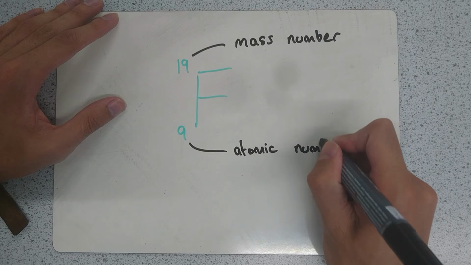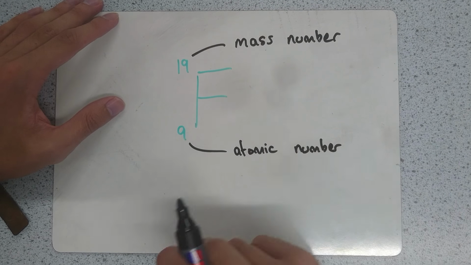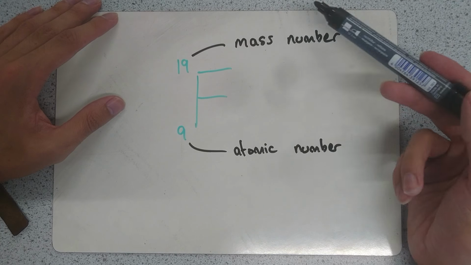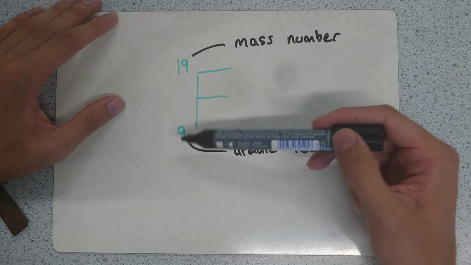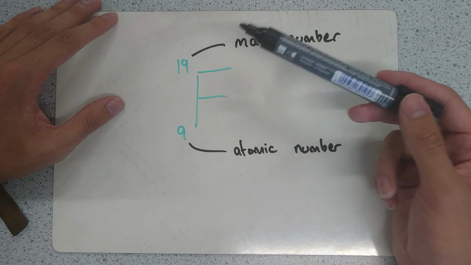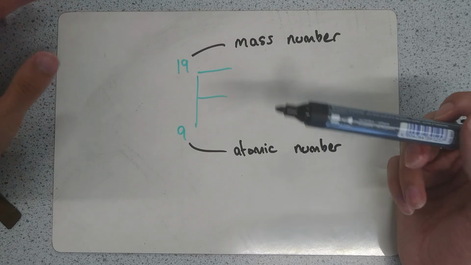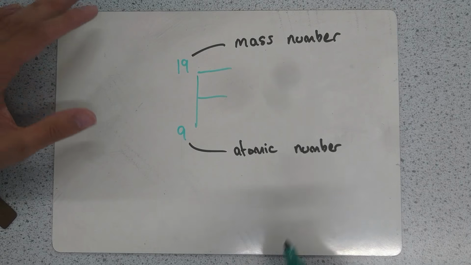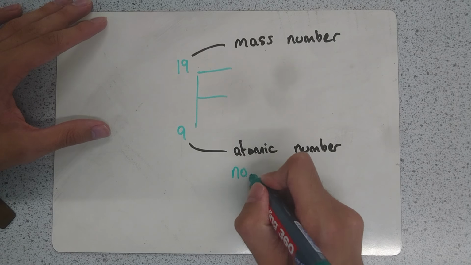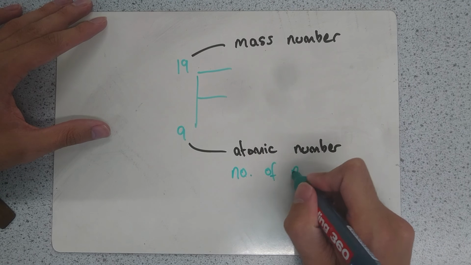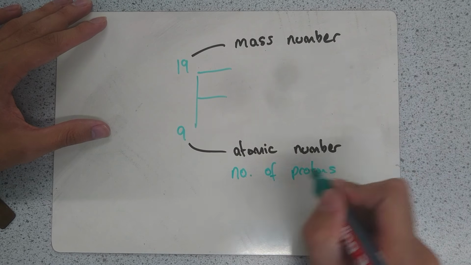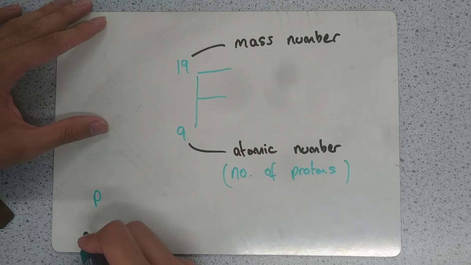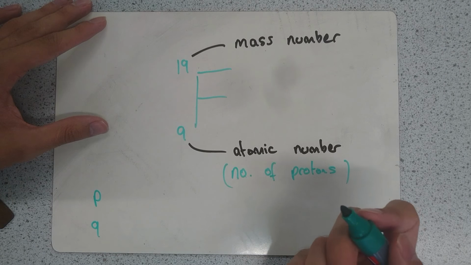It may, on your periodic table, call this the proton number. It may even, on the periodic table, have it the other way around. The 19 might be at the bottom and the 9 might be on top. Makes absolutely no difference. Now, the atomic number is sometimes known as the proton number because it tells us the number of protons. So, in fluorine, we have 9 protons.